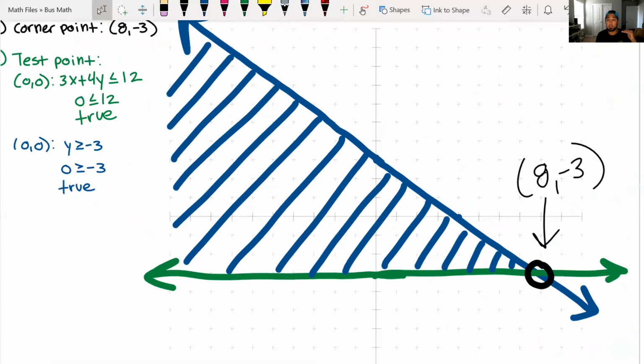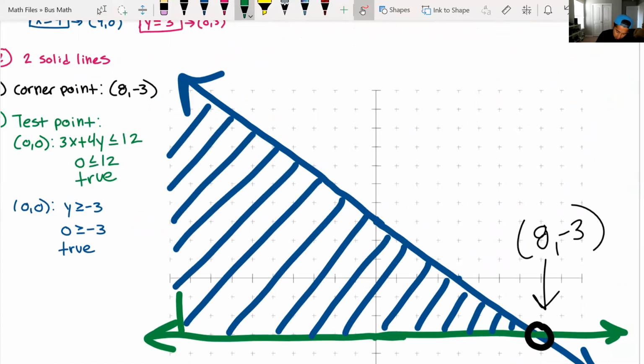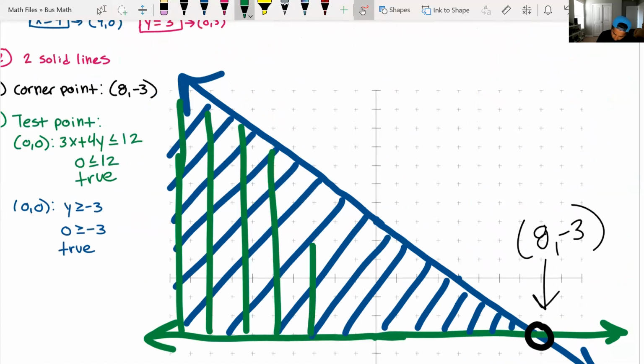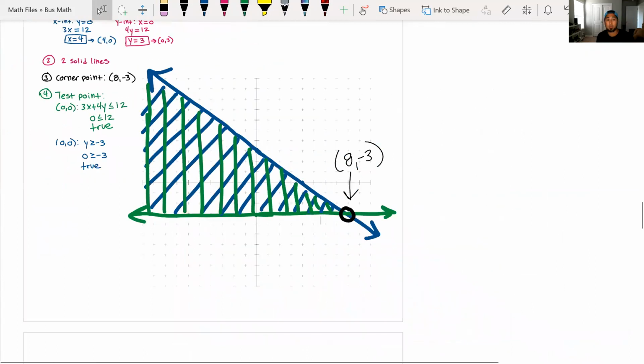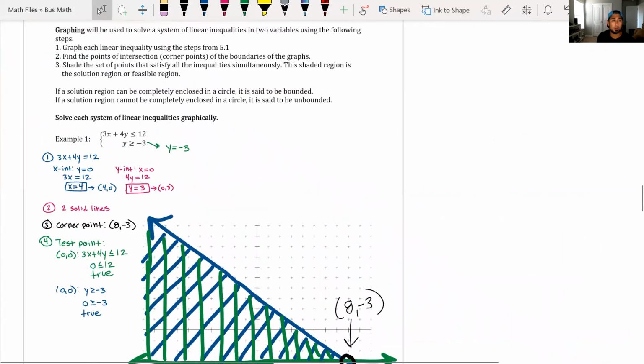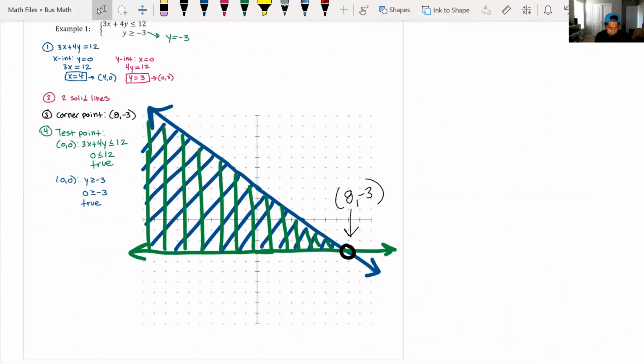Which means that since 0, 0 was true, and it was above the green line, we are going to shade up. So shade up. And there we go. That is all we have to do. All right. So much shading today, right? All right, next one.